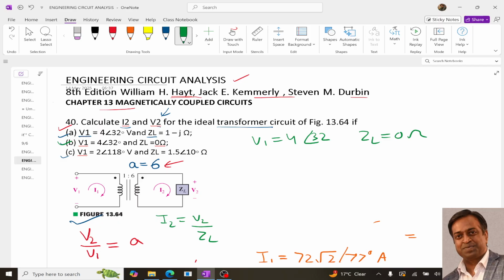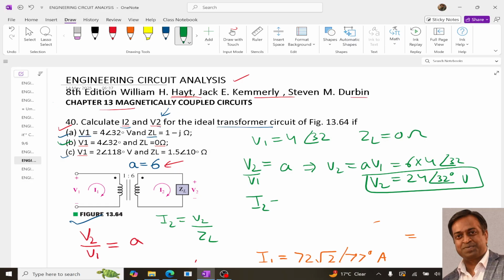So over here, if V1 is there, I can calculate V2 as, we know V2 upon V1 is equal to A. So V2 will be equal to A V1. A is 6, V1 is 4 angle 32. So it is 24 angle 32 degree volts. So it is V2. Right? Now I2 will be V2 upon ZL. Now ZL is 0, so V2 upon 0 we get infinite. So infinite current means practically it will damage the transformer, right? So in this way we can get the answer.